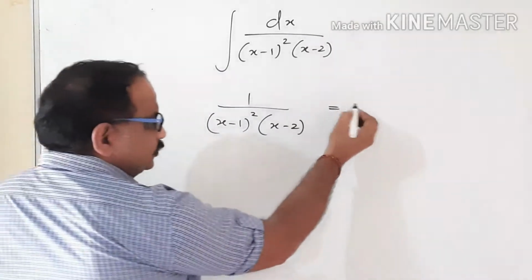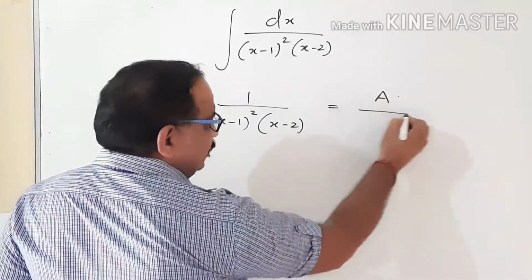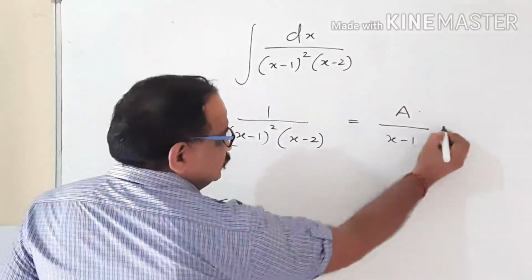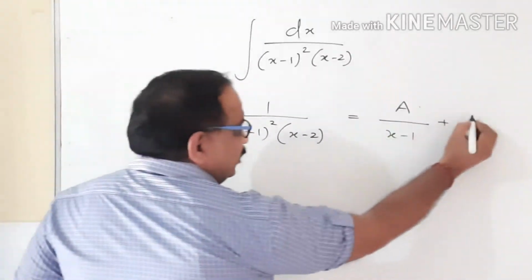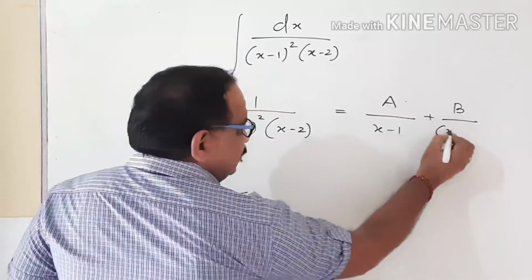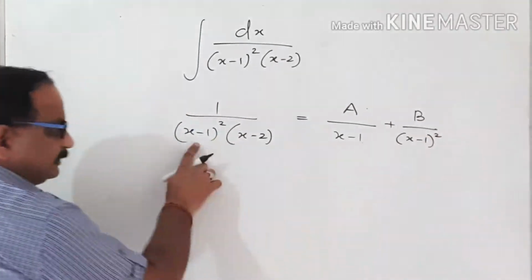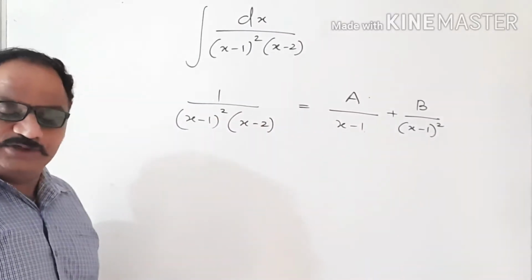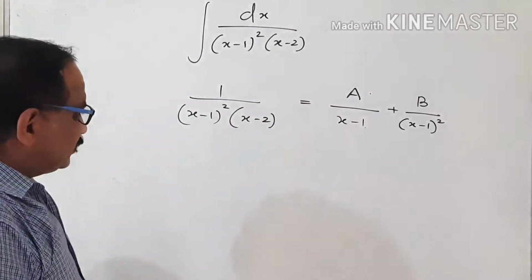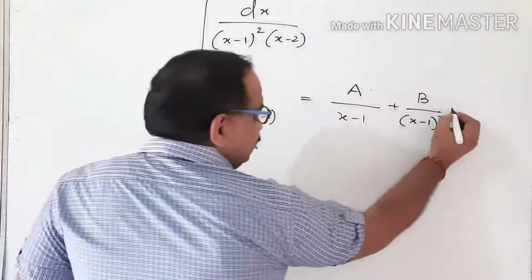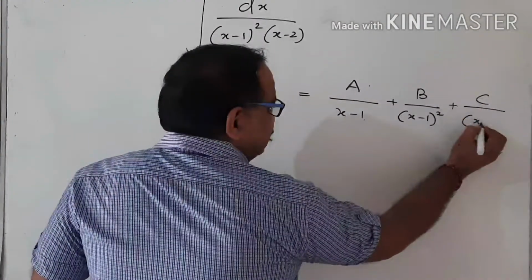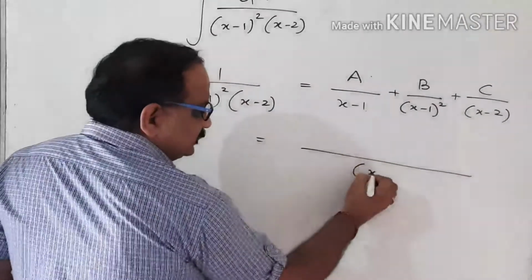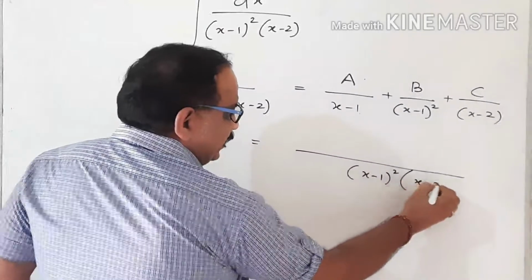First of all, we have to consider a variable a along with the single power of that factor, x minus 1, and next a variable b along with the repeated power of that factor, that means the square. If it were a cube, then we should consider one more variable and include that part also. But if it is not there, then we go ahead, and the third part is c along with x minus 2. Now we should take the LCM first, which is (x minus 1) whole square and (x minus 2).